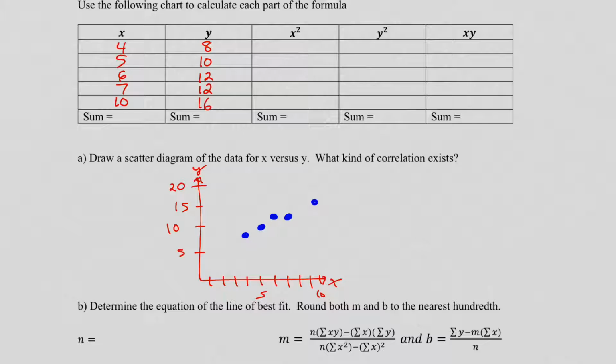Okay, so what kind of correlation exists here? Well, it's definitely positive, but is it strong or weak? Well, it kind of looks like a line, so I would say that this is very strong. Strong, positive correlation. Okay.